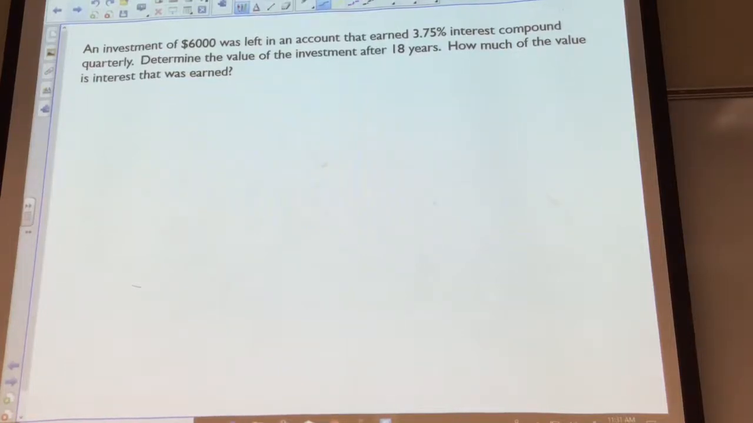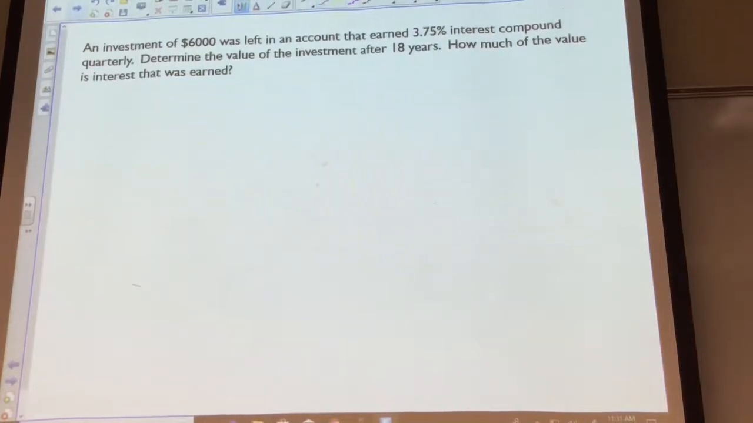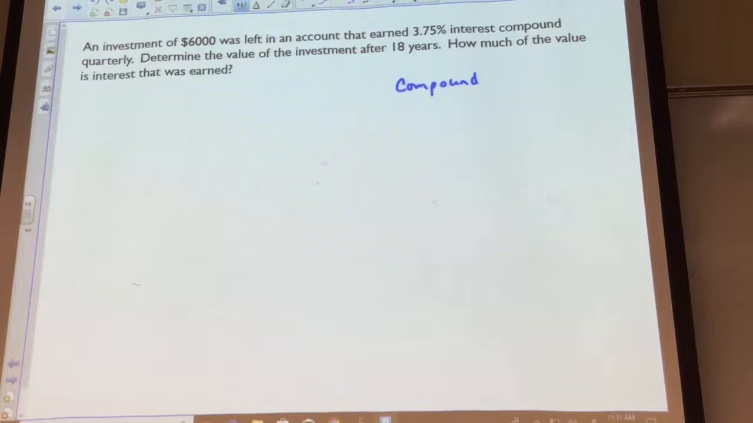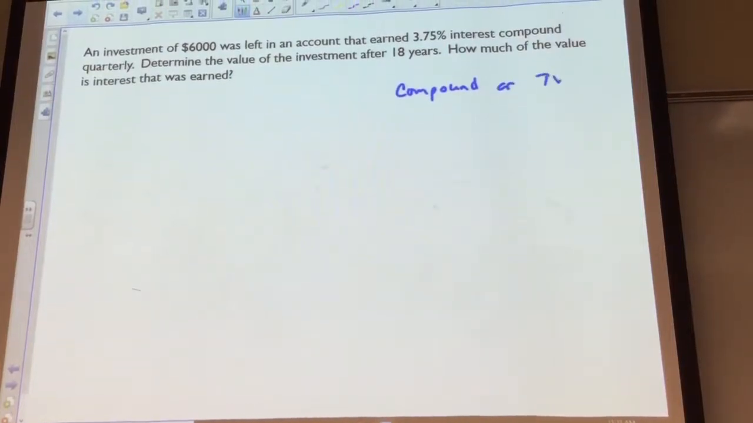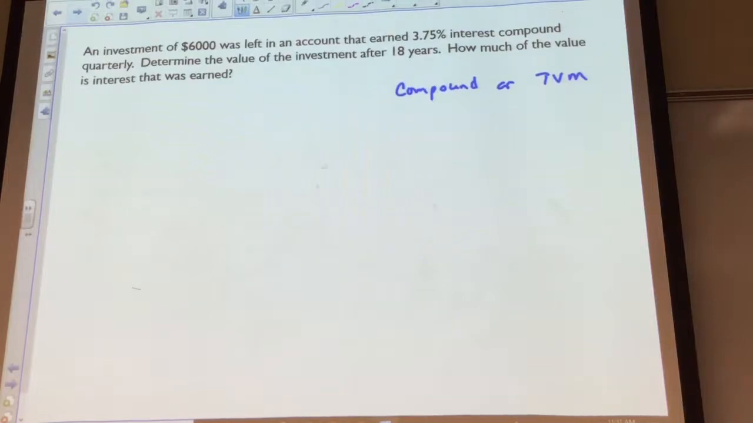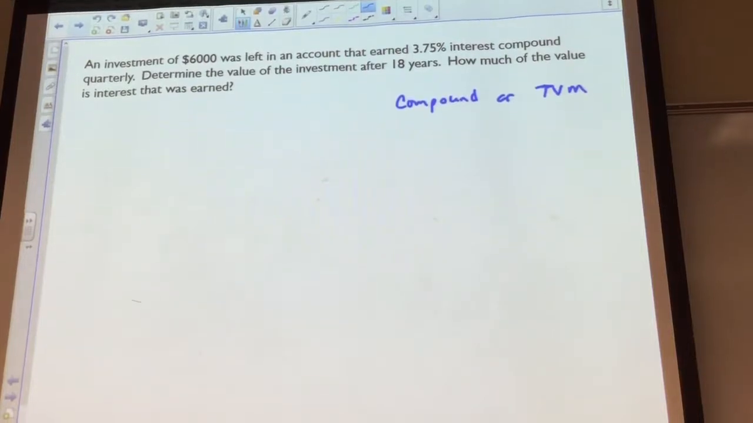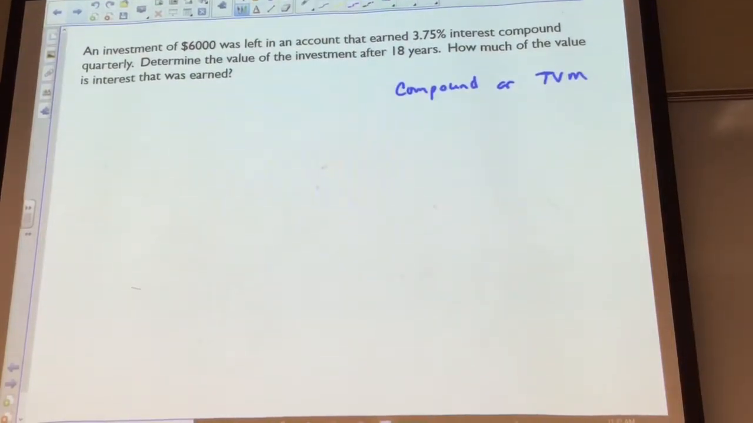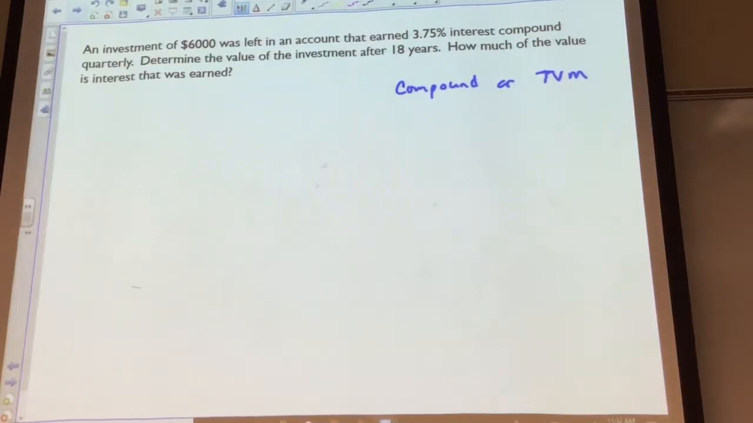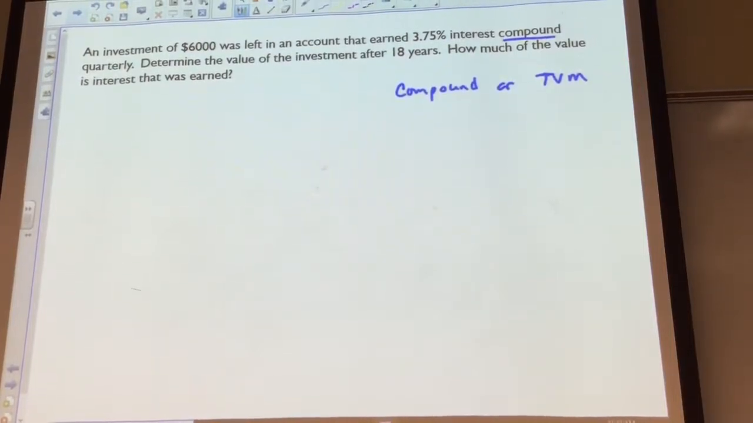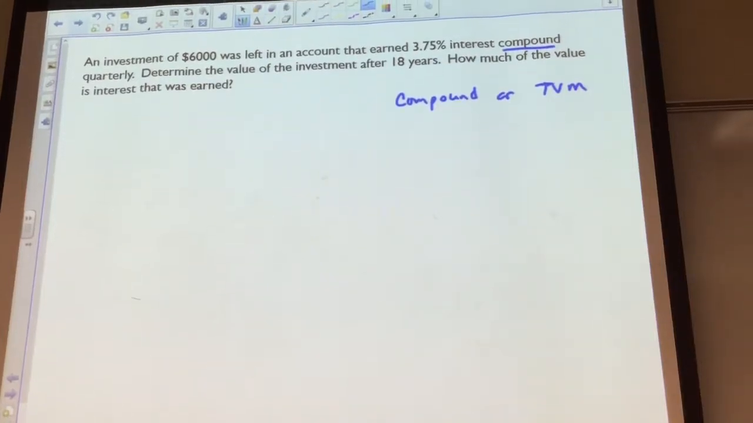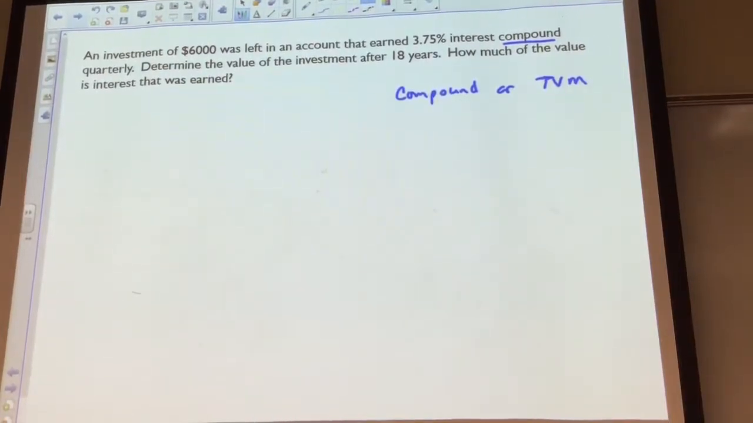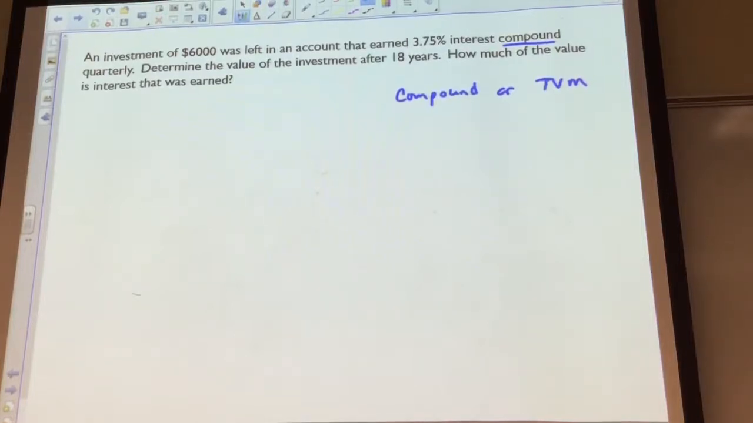Or TVM solver? How do we know the difference? If it's not simple interest, first of all, how do we know it's simple interest and not compound or TVM? Don't make it hard. It doesn't say compound. If you don't see the word compound in the problem anywhere, then it's simple interest. If you see compound, could it also involve the TVM solver?